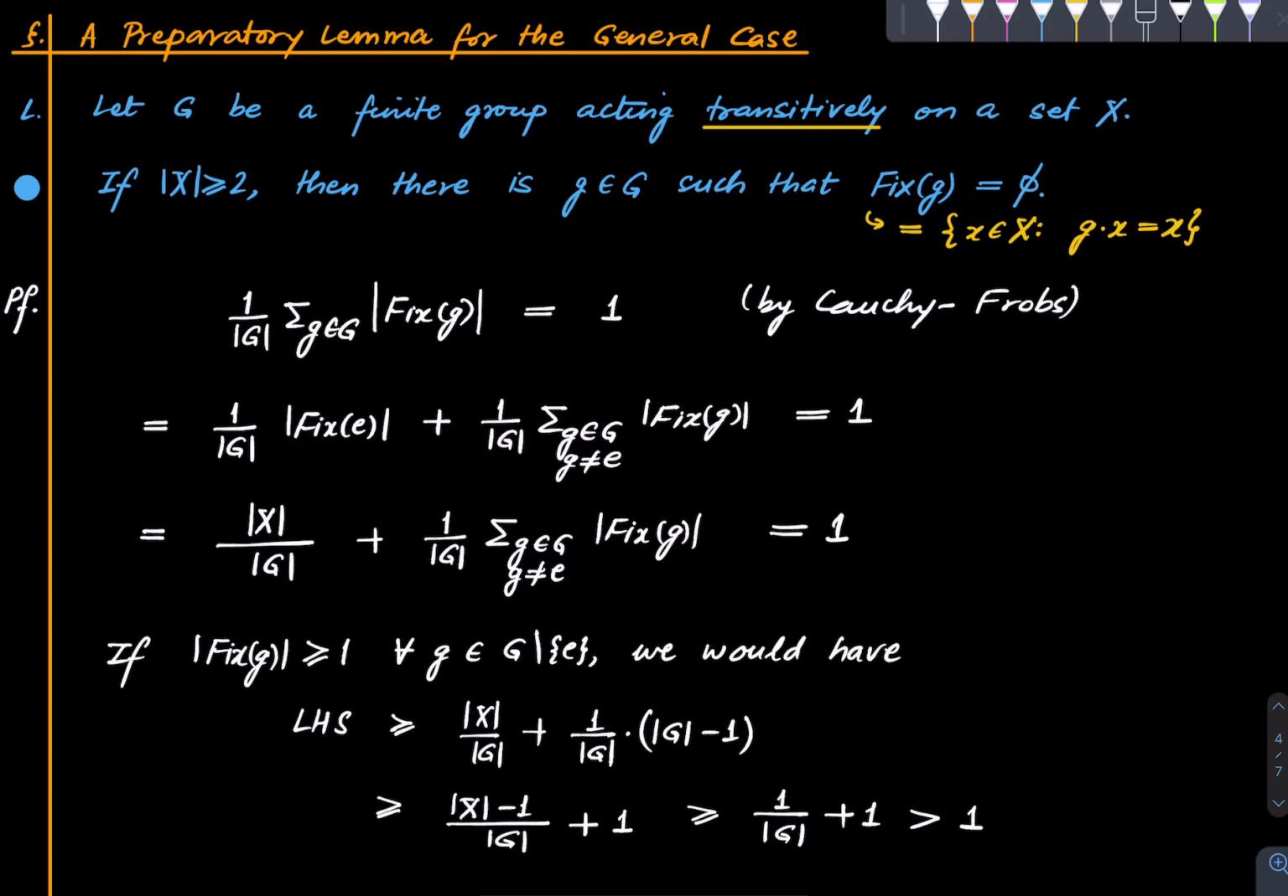So therefore, there must be some g in this part such that the cardinality of the fix of that is 0, which is the same as saying that the fix of that is empty. That proves the lemma. It's a very nice proof. There are other proofs, but anyway.